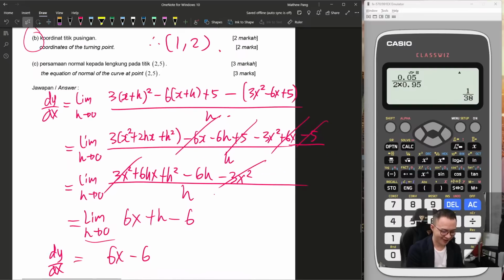3. Oh, okay. Here, right? 3h square. Thanks for that. So this one is 3h.